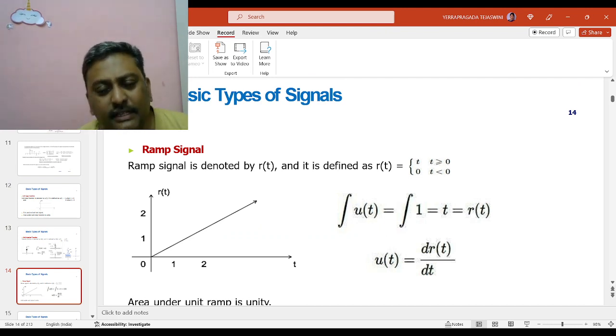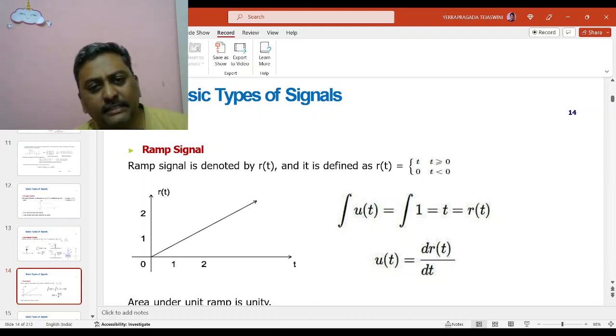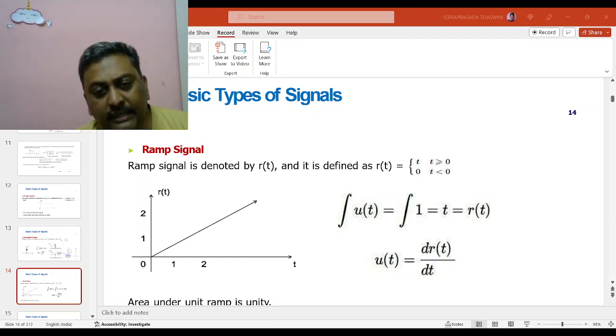The first category of signal is the ramp signal. The ramp signal is denoted by R of t, where R stands for ramp. It is defined as R of t is equal to t when t is greater than or equal to 0, and R of t is equal to 0 when t is less than 0.